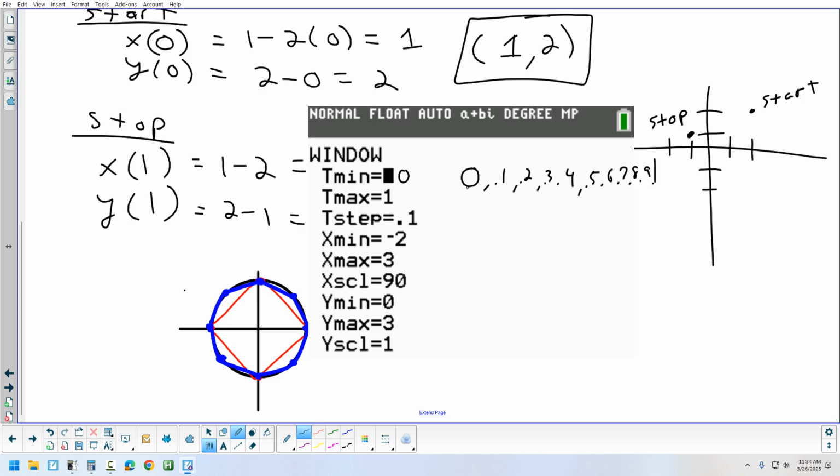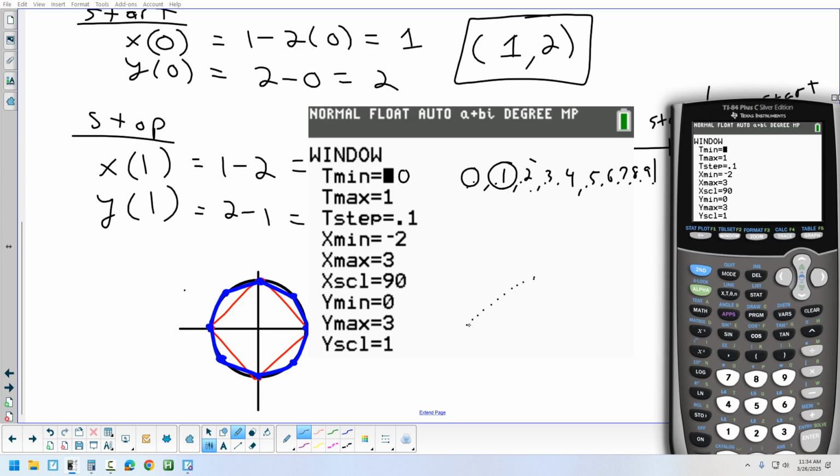Now what it's going to do is plug in 0 to both of those formulas and plot the point. Then it's going to plug in 0.1 into both formulas and plot the point. Then it's going to plug in 0.2, 0.3, 0.4, 0.5, 0.6, 0.7, 0.8, 0.9, 1. So you're going to end up with 1, 2, 3, 4, 5, 6, 7, 8, 9, 10, 11 points from here to here. That's basically what it does.